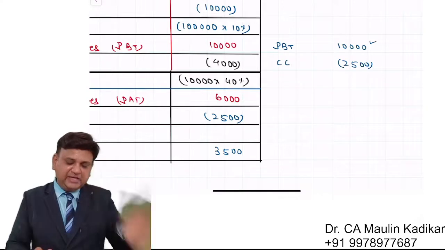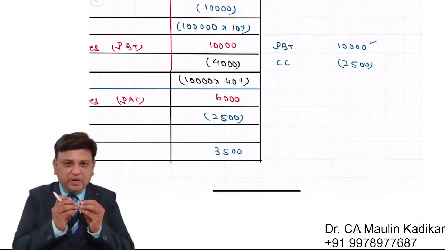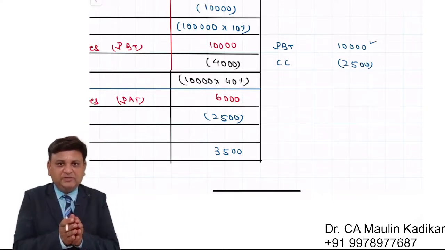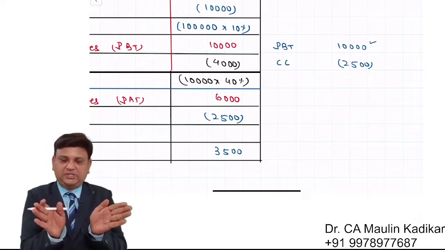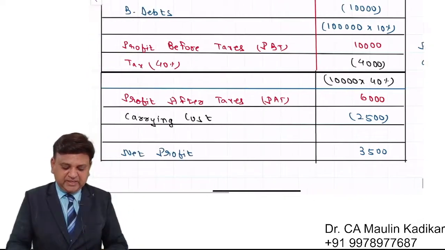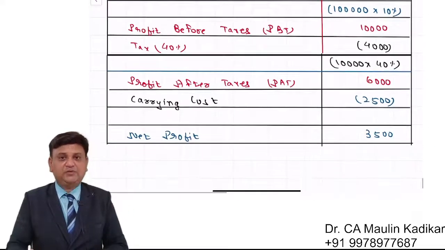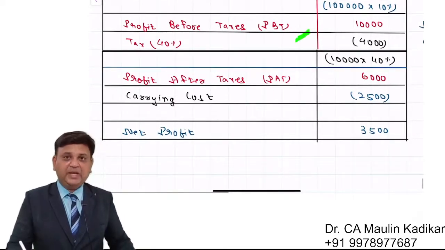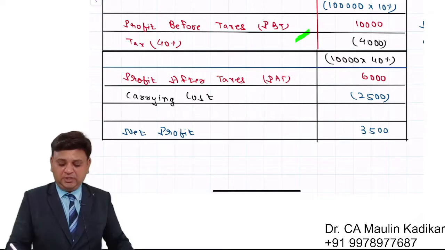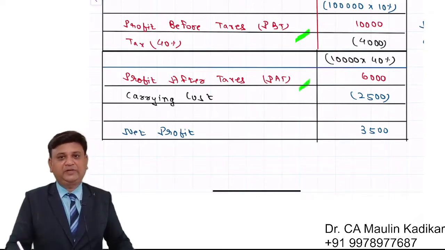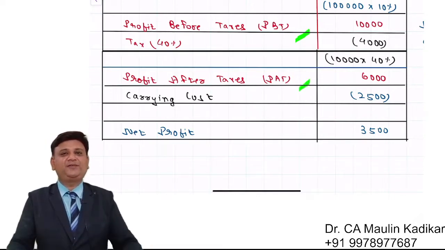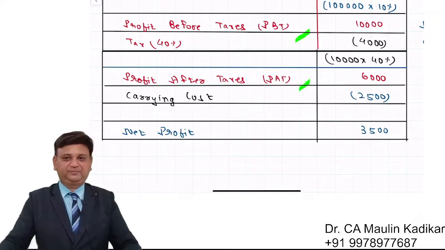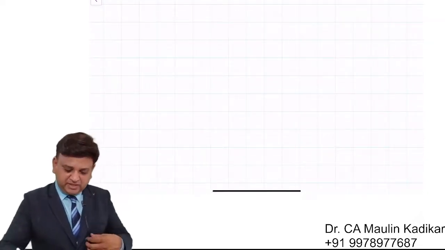So whenever the income tax information is given, you have to see whether the cost of capital is pre-tax or post-tax. If it is pre-tax, then in that case the carrying cost will be deducted from profit before taxes. And if it is post-tax, you have to deduct the carrying cost from profit after taxes. That is the difference that we have. Let us answer the question.